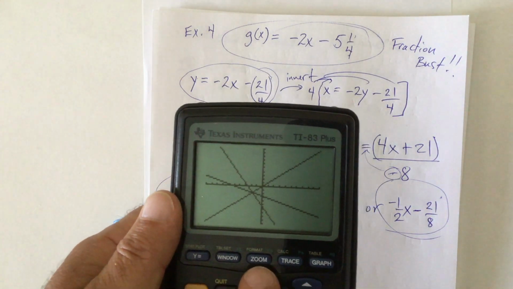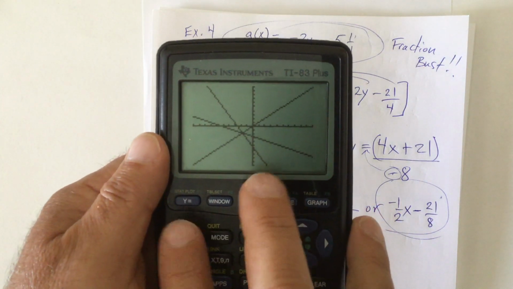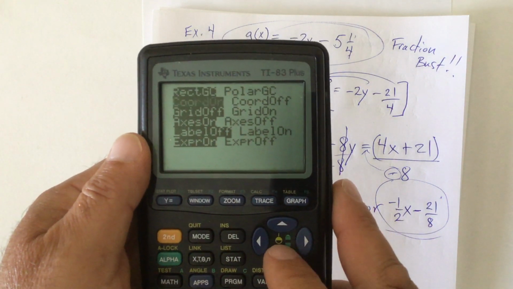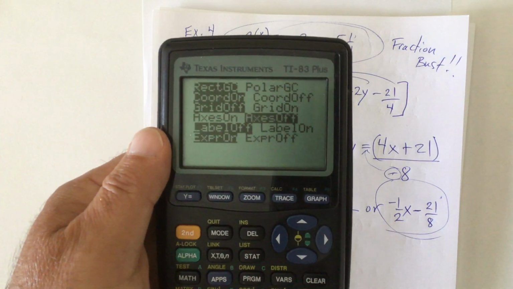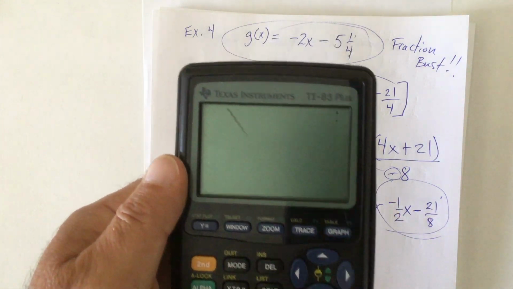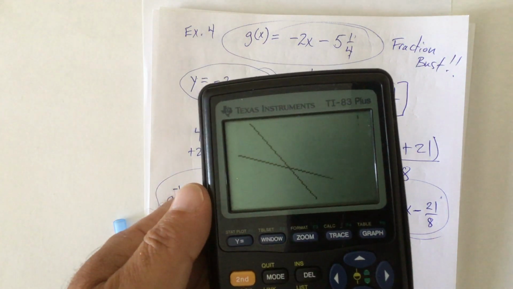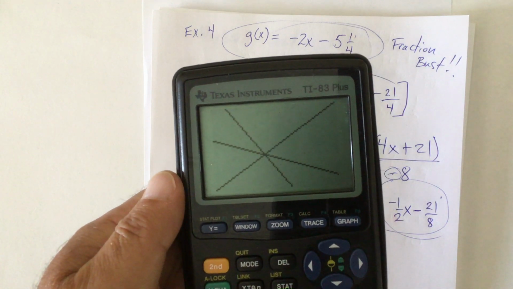Right above the zoom button on your calculator, it says format. You can go second zoom, and you know what? You can turn your axes off. And when you look at the picture then, there's no x, y coordinate stuff in your way, so it makes it easier for some people to see that it did split that graph right down the middle.